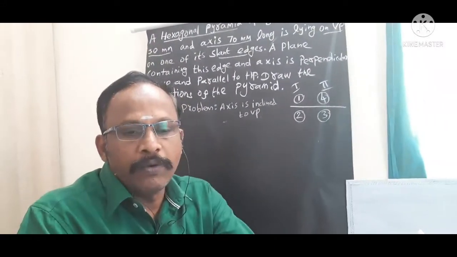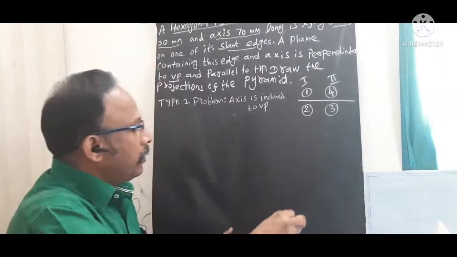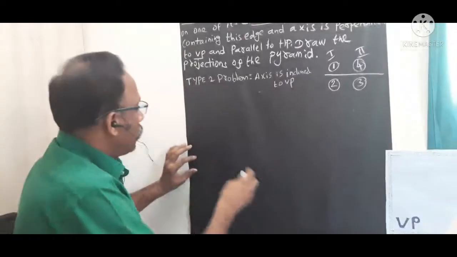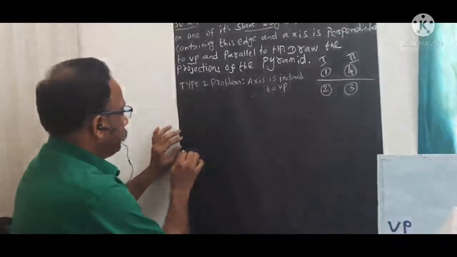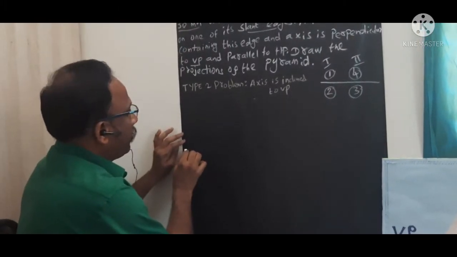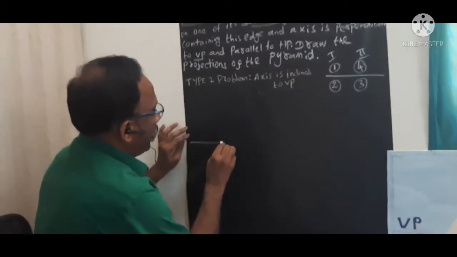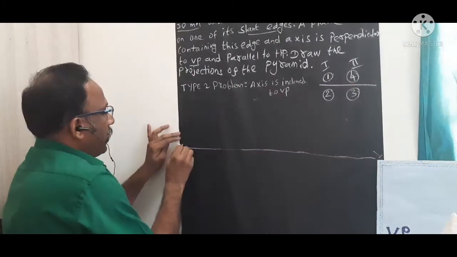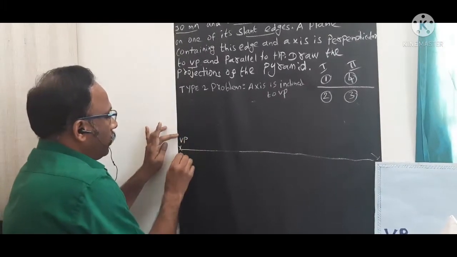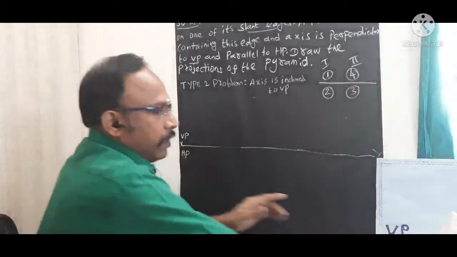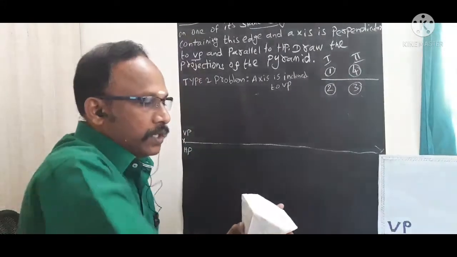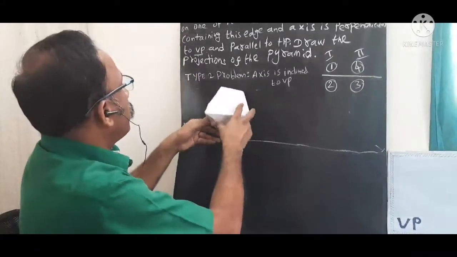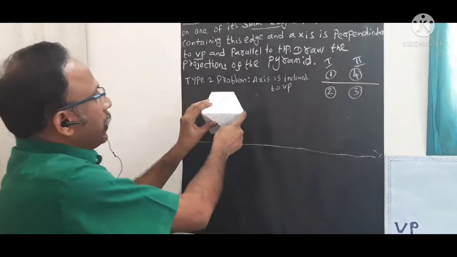So now we move to the board for the discussion. First of all, you need to draw one horizontal line, the XY reference line. Above XY we know that it is the vertical plane, below XY we know that it is HP. Now for this case I am using a hexagonal pyramid. Now we keep one of the edges on the right side.